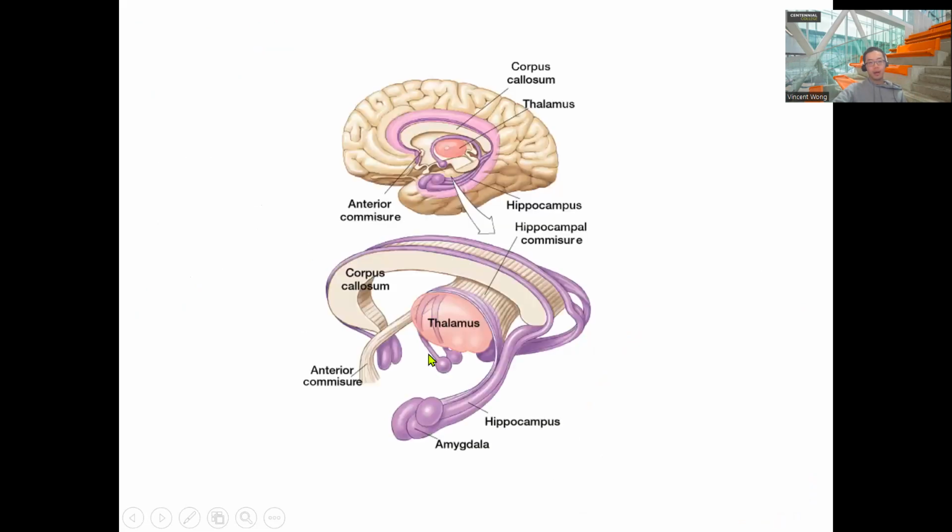This is just to show you where the hippocampus is. So that's the thalamus, that's the corpus callosum. If you trace the corpus callosum all the way to the back, and then you go a little bit down, that's where the hippocampus is going to be, and then there is going to be your amygdala. I'm not going to ask you the location of these things, but just to show you, in case you're wondering.